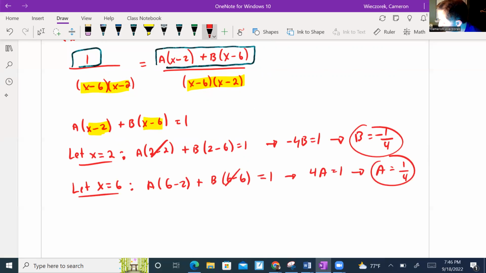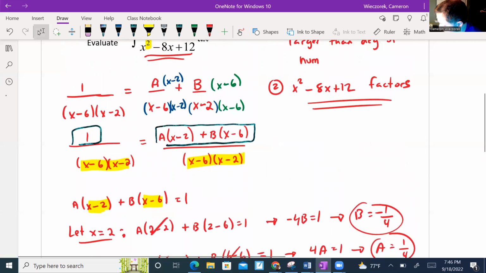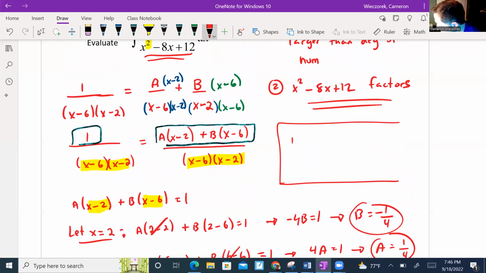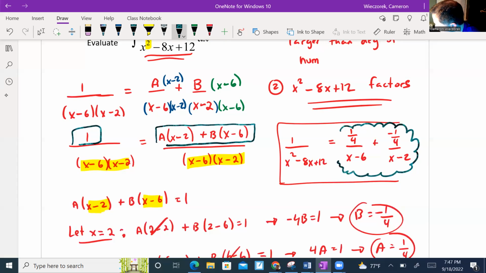Not done with the problem, but going back up to the partial fraction decomposition, what that tells me is I can write the original function, write it over here. We had 1 over x squared minus 8x plus 12. That was a over x minus 6. We just figured out a was 1/4. So that's 1/4 over x minus 6 plus b over x minus 2. And we just figured out b was negative 1/4. So this would be plus negative 1/4 over x minus 2. This right here is what I'm going to rewrite as the integrand, because this is going to be a lot easier to integrate.